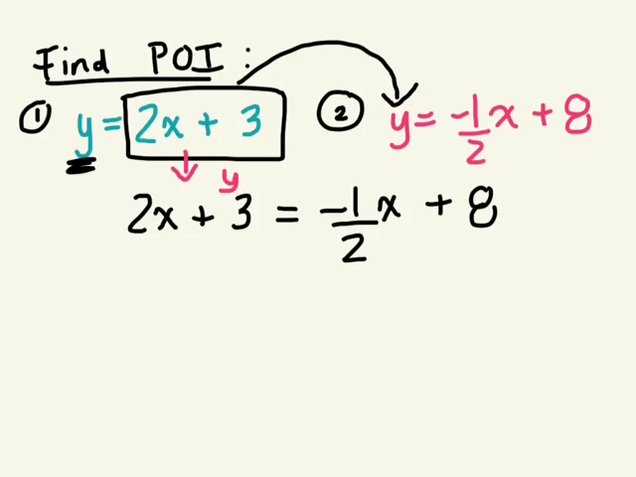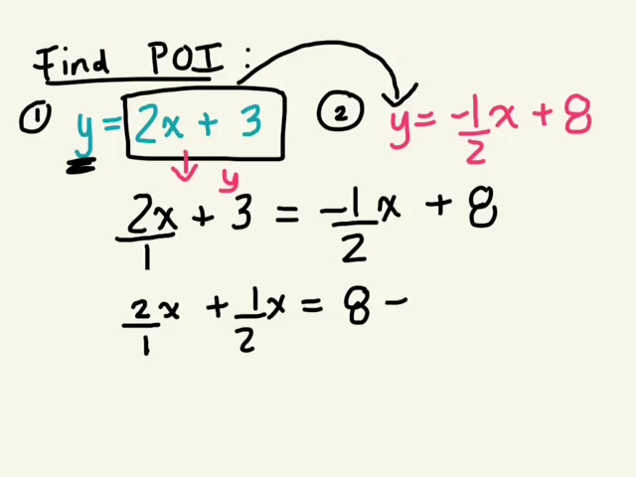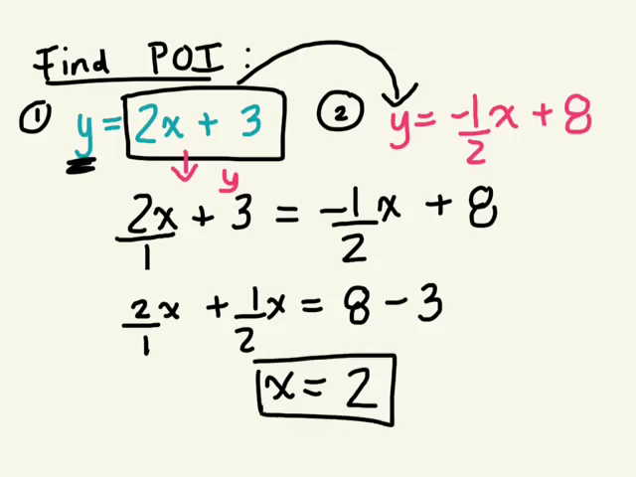So we can make this a fraction to make it easier. 2 over 1x. Negative 1 over 2x becomes positive 1 over 2x, and positive 3 becomes negative 3. Okay, when we isolate, x is equal to 2. Well, I'm trying to find the point of intersection. I just found the x value of the coordinate. Now what do we have to find?